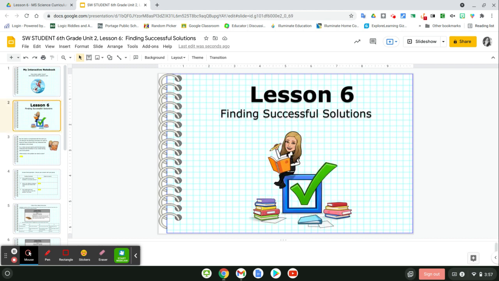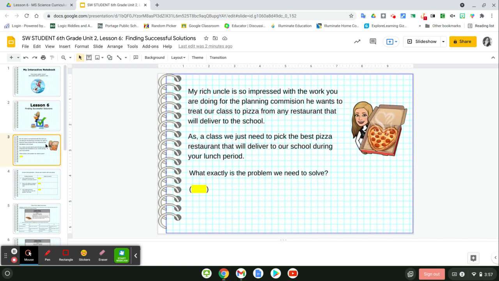Okay, so lesson 6, this is called Finding Successful Solutions. So, we're going to work on what it means to find a successful solution and how we can go about it in a systematic way, which just means that you have a system of working out a problem. Okay, so this is just a little example.